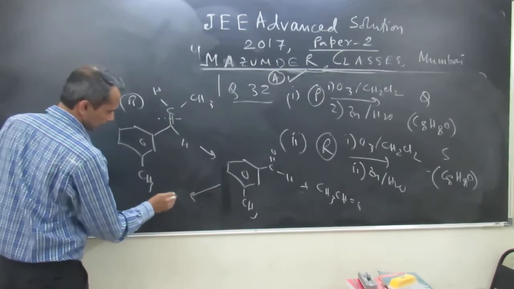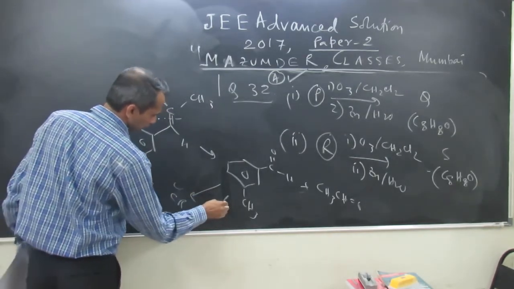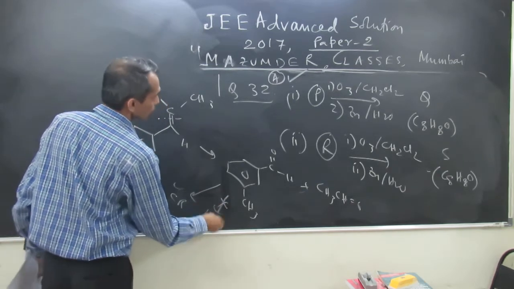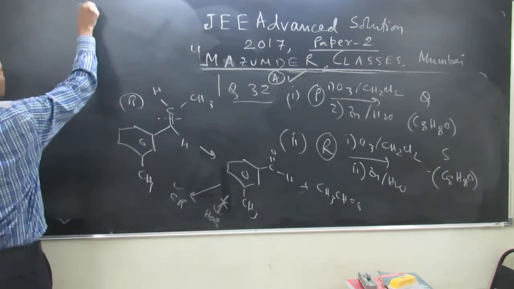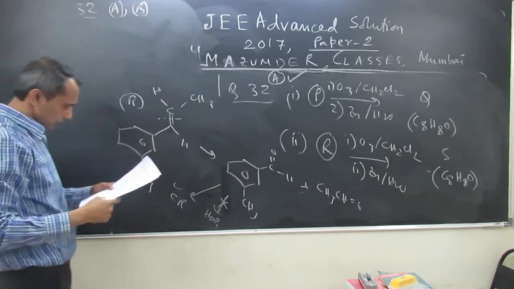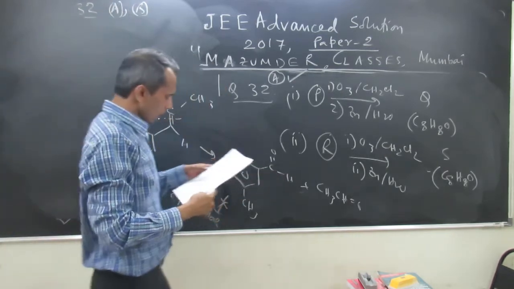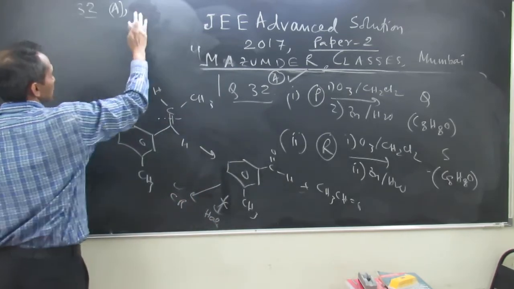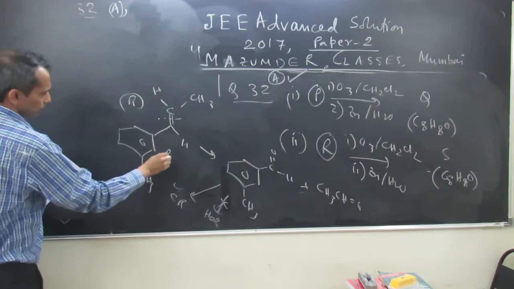It gives the Cannizzaro reaction but it fails to give the haloform reaction. So therefore we can say for question 32, A is correct and B is correct. Let's talk about the other part. So P is correct, right?